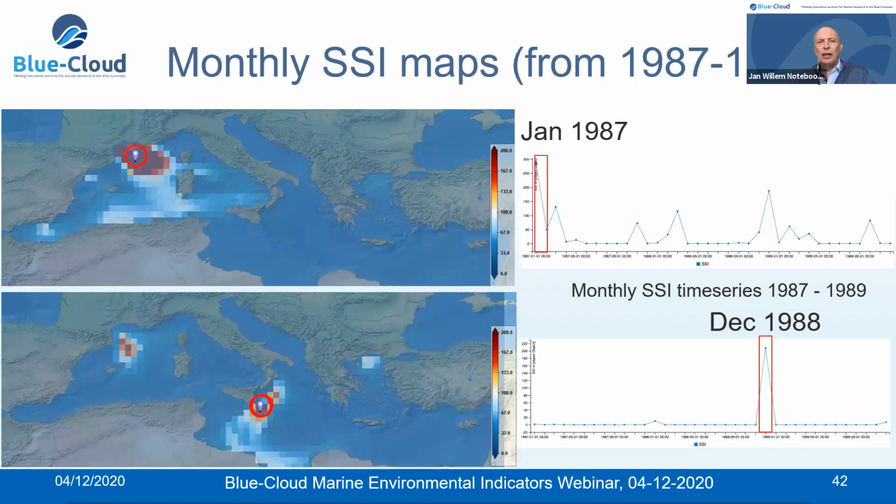To illustrate the storm severity maps, here I selected two monthly SSI maps from the period 1987 till 1989. The first one is January 1987. You see in this time series the area before the coast of France. In particular, you see that this January is nicely spotted in this time series. You see also that in this area there is often storm, because you see various high SSI scores.